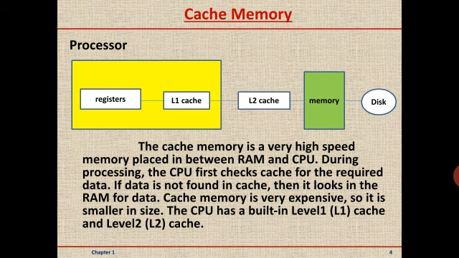Cache memory is very expensive in nature. The CPU has built-in level 1 cache and level 2 cache, that is L1 cache and L2 cache as shown in the diagram. Here the level 1 cache is inside the processor, whereas level 2 cache is outside the processor.